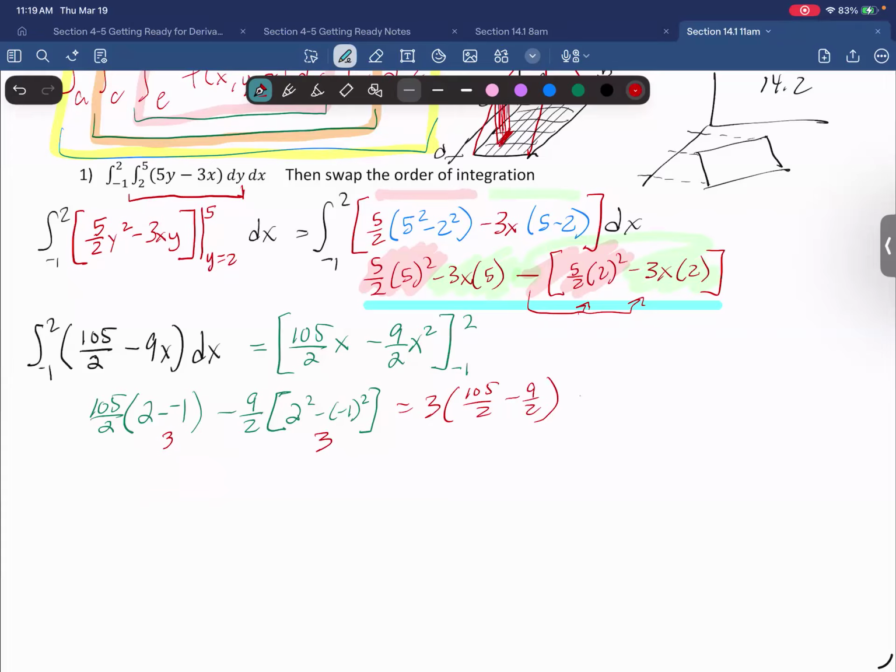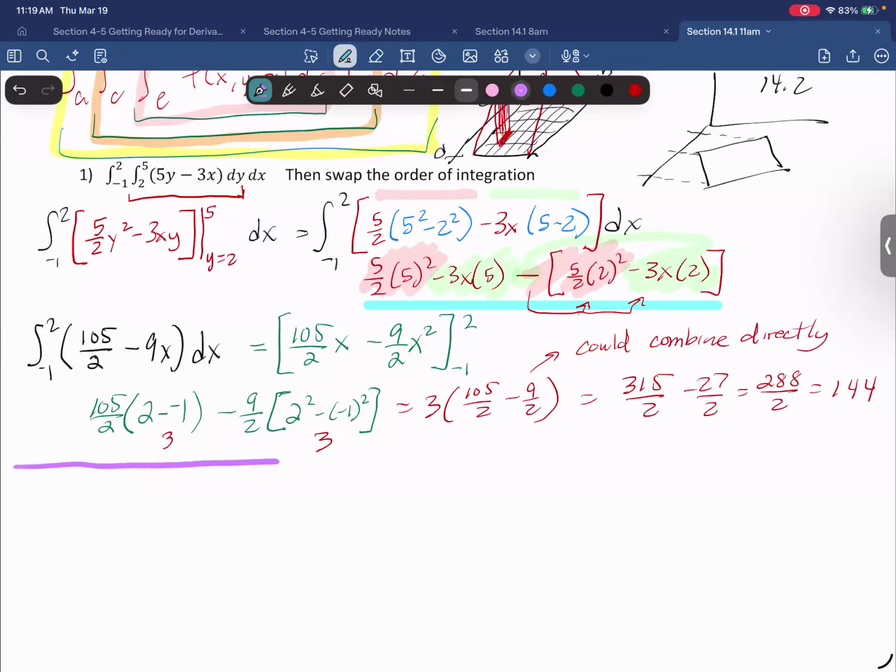But let's say you didn't. This we could combine directly, and it makes this a much quicker problem. But if you don't recognize that, we have 315 over 2 from the first number. We have 27 over 2 from the second. That is 288 over 2, which is 144. Any questions?